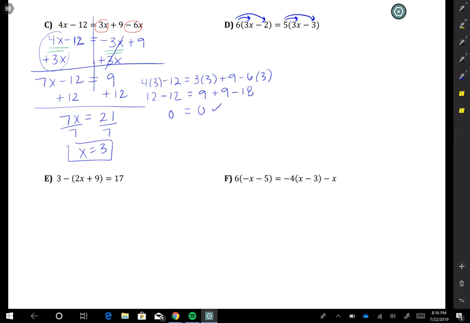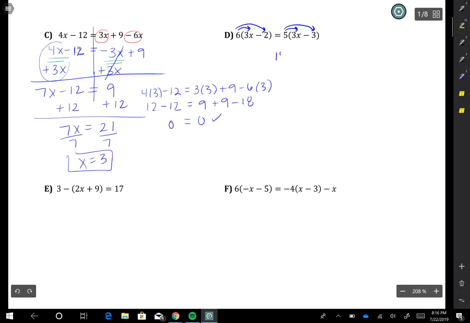This says 6 times the quantity 3x minus 2. So I'm going to take 6 times 3x, and that's going to give me 18x. And I'm going to take 6 times negative 2, which gives me negative 12. Then I'm going to distribute the 5 on the right side. 5 times 3x is 15x. 5 times negative 3 is negative 15.